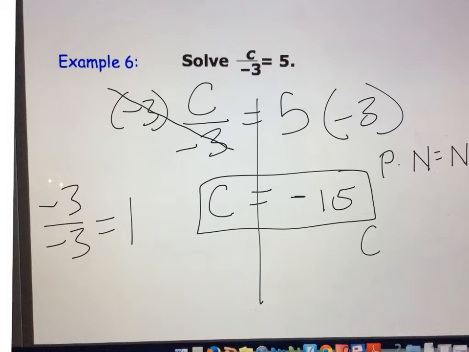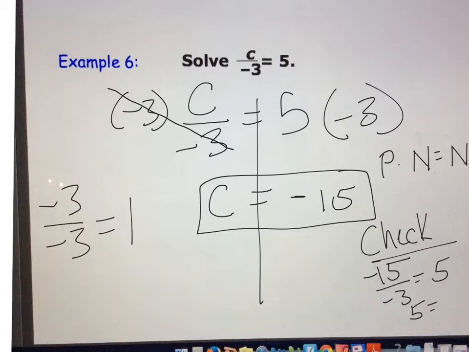We can check it by substituting our negative 15 into the equation. Negative 15 divided by a negative 3 should equal 5. A negative divided by a negative is a positive. 15 divided by 3 is 5. And again, our solution checks out.